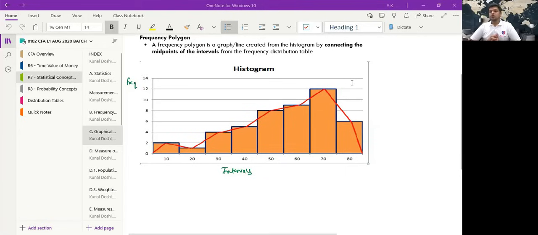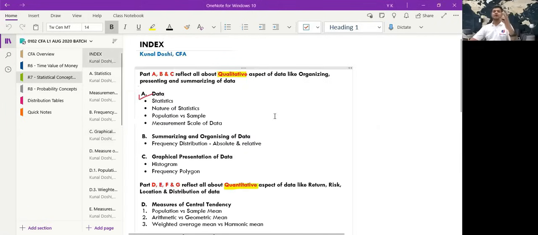Okay. So quickly, what we did as a revision is, in the last lecture, we understood everything about the data, the statistics, the nature of statistics, population versus sample, and the measurement scale: nominal, ordinal, interval, and ratio scale.